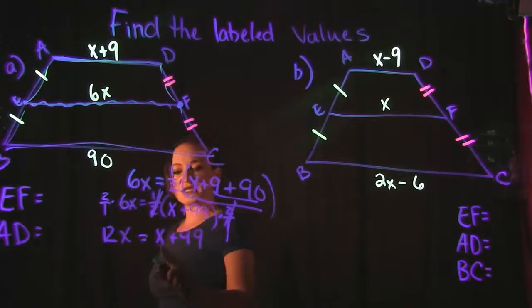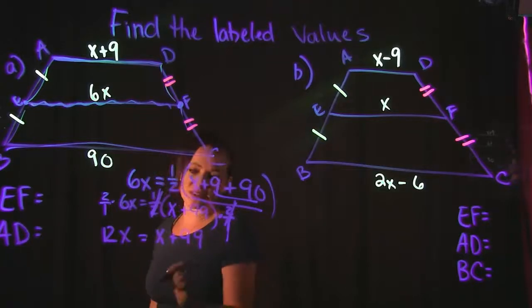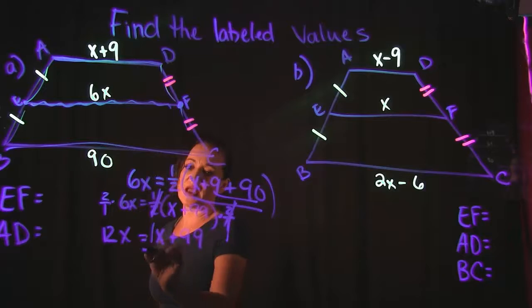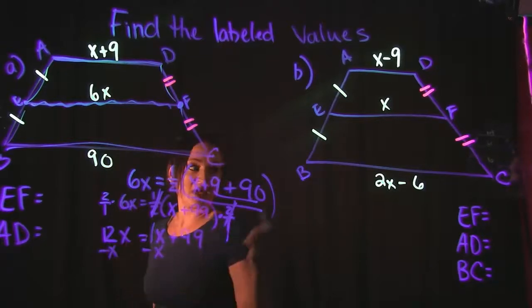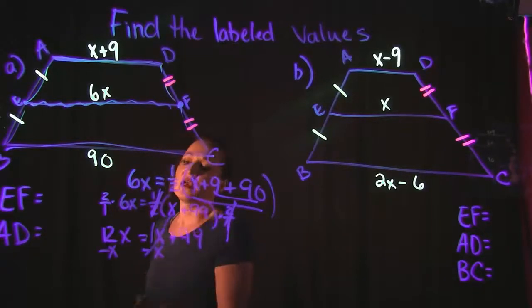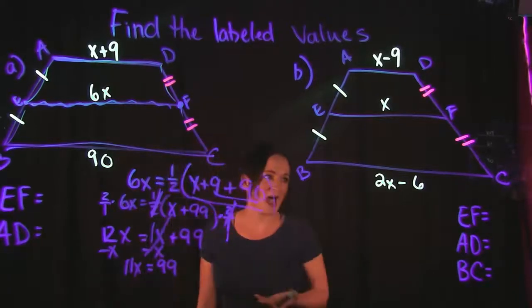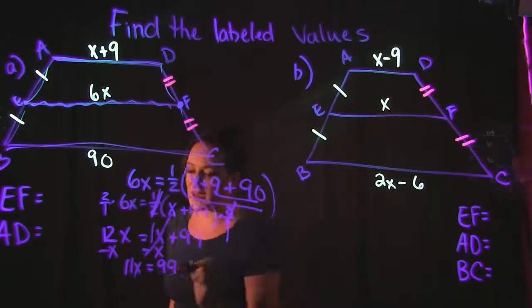Otherwise, I'm solving for x, so let's get our x values together on the same side. Remember that this is a positive 1x, so we are going to subtract that x over to the other side, which leaves us with 99 on the right-hand side. On the left side, 12x minus 1x is now an 11x.